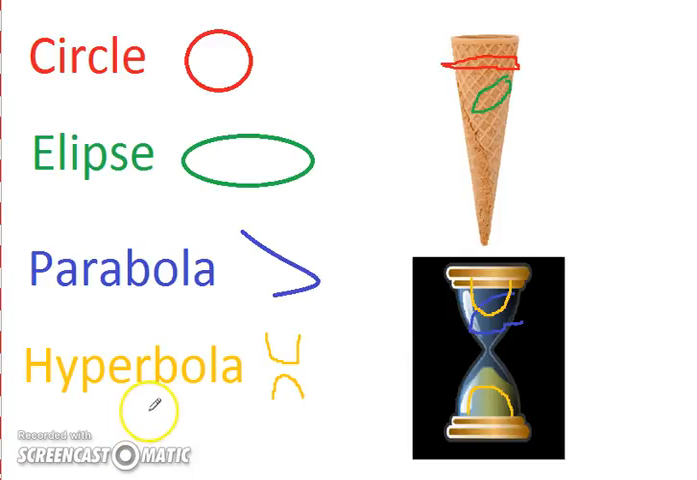So there you have just a simple explanation of the four conic shapes: circles, ellipses, parabolas, hyperbolas, and how you can find them in everyday objects.